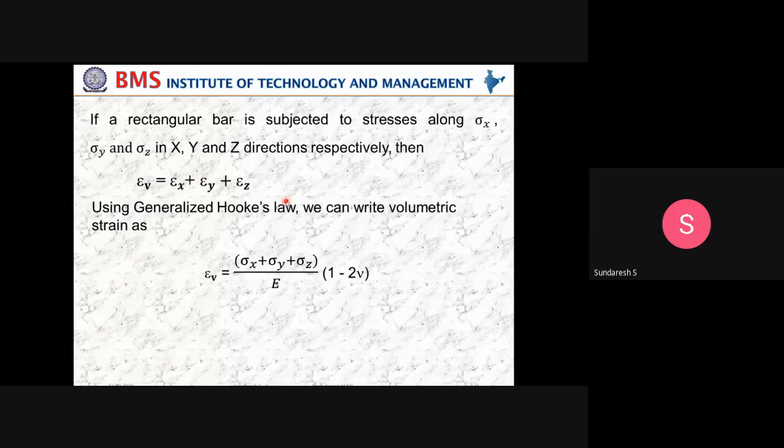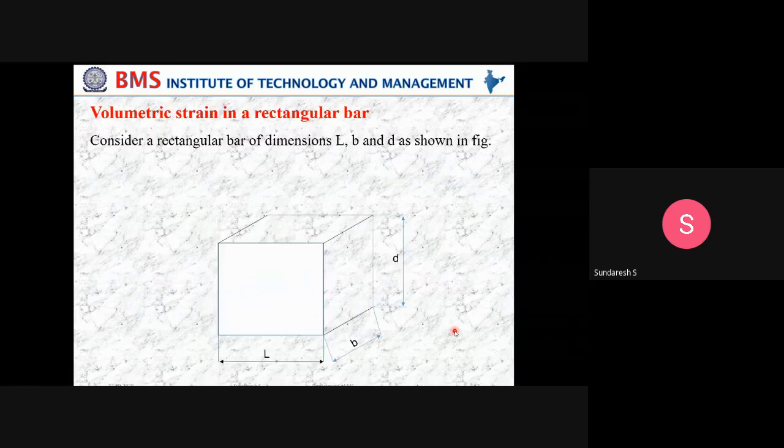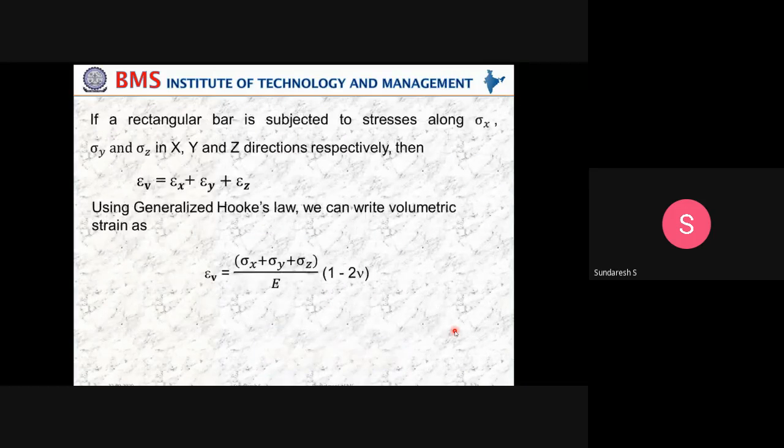Substituting, just a minute. Substitute sigma x as this expression, sigma y as this expression, and sigma z as this expression. Okay, so please make that. Add all these three equations and simplify, and you're supposed to be getting this equation finally.